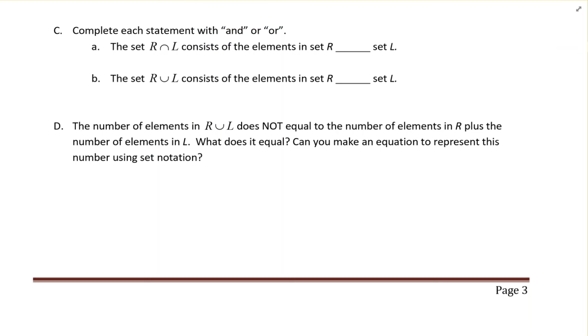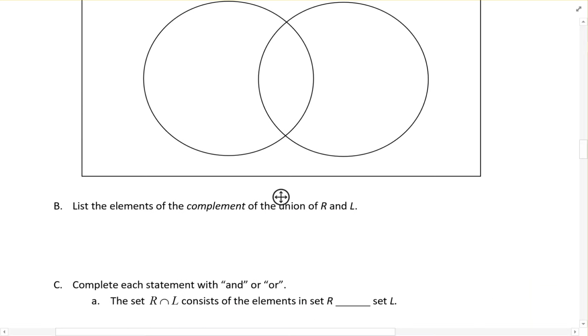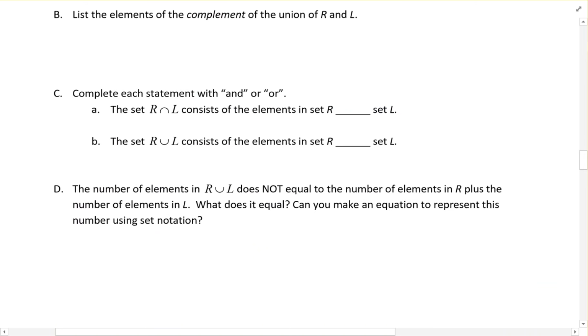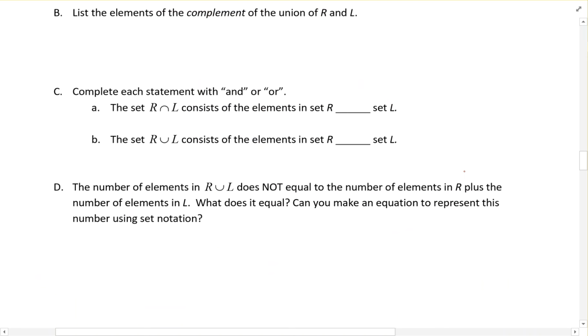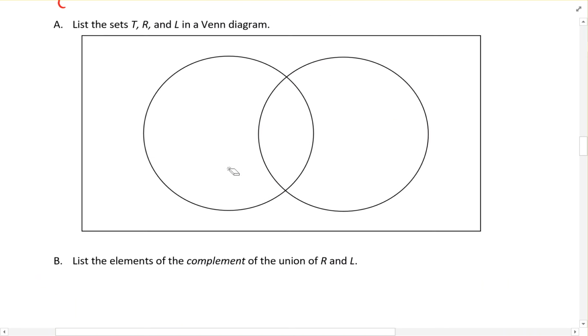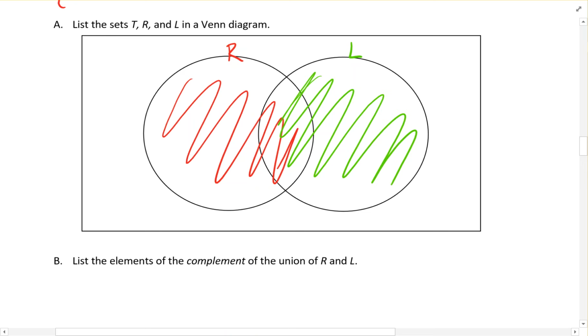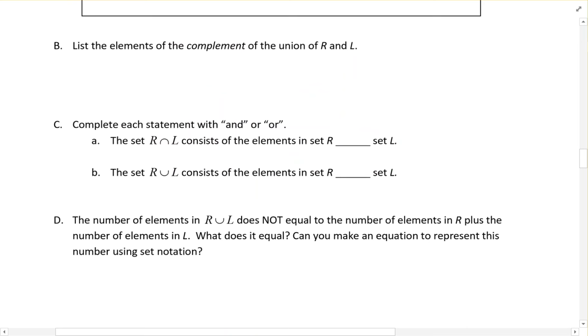Okay, so D here says the number of elements in R union L, so everything. So it's saying the number of things that are in this whole shaded area does not equal the number of elements just in R. So if I took just all the ones in R, and added together all the ones in L, so added together all of that, it doesn't equal the two of them together. That's pretty much what this is saying, right? What does it equal? Can you make an equation to represent this number using set notation?